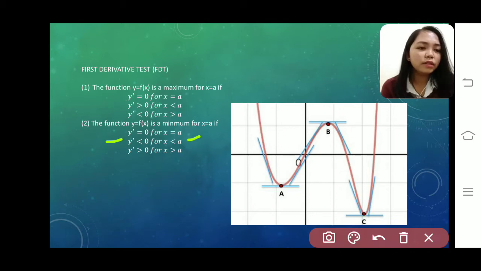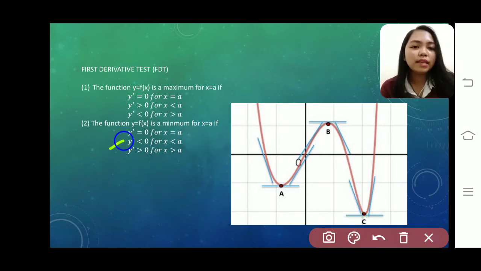Di ba sa kaliwang side ni c, nung nag-draw tayo ng tangent line, we have a downward to the right na line. So, we have a negative slope. Therefore, satisfied niya ito. And then, sa third, we have the x values for x greater than a, meaning sa right side ng c natin, we have a positive slope. Y prime is greater than 0. So, nung nag-draw tayo ng tangent line, it is upward to the right.